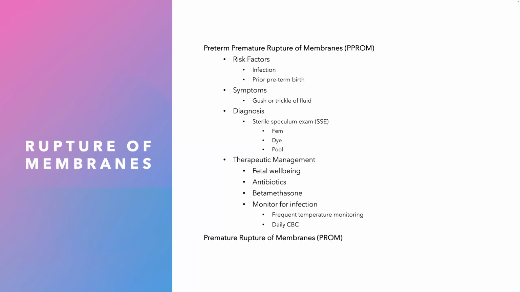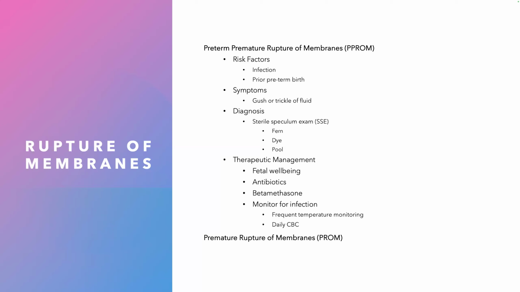And then you can use the dye paper test, that pH nitrazine paper. You probably learned about it with potentially checking pH of gastric contents. You can put the fluid on there, and if it turns blue, then that is the appropriate pH of amniotic fluid. However, anything can turn that blue, so that's really not a good marker. The pooling and the ferning are much better markers for a speculum test, but that is what the provider is checking for.